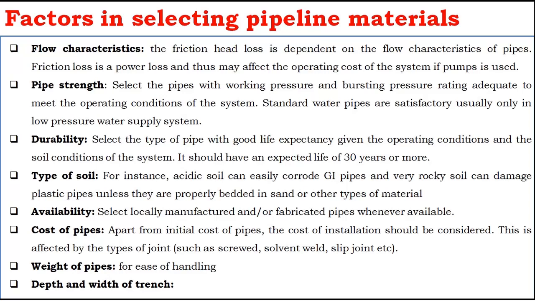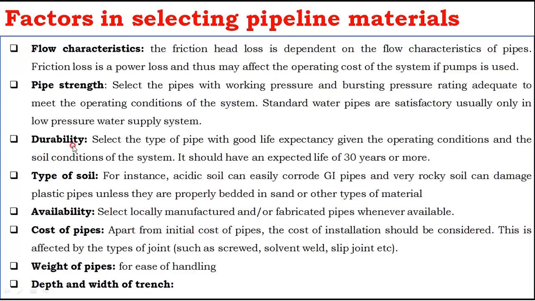Based on the pressure, you need to select the pipe material. If the pressure is very high and you provide a low strength pipe, it will burst. If your pipe material is very costly and very strong, and you are supplying a normal water system with normal low pressure, then it is uneconomical. Therefore, pipe strength also matters while selecting.